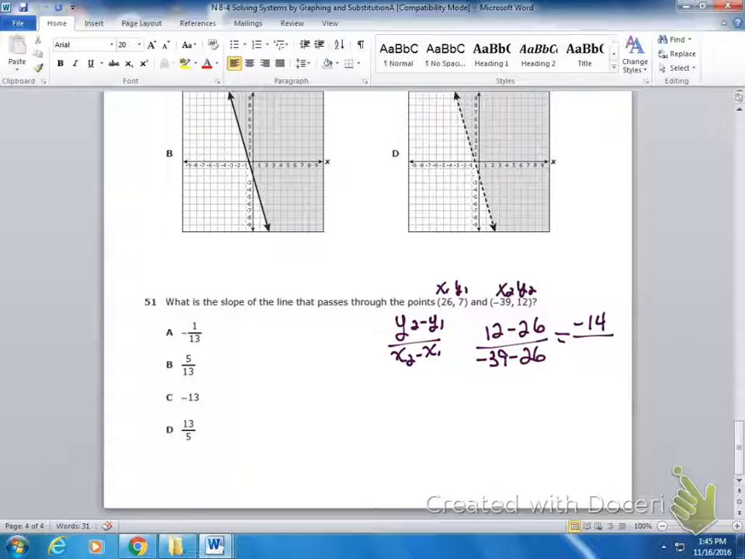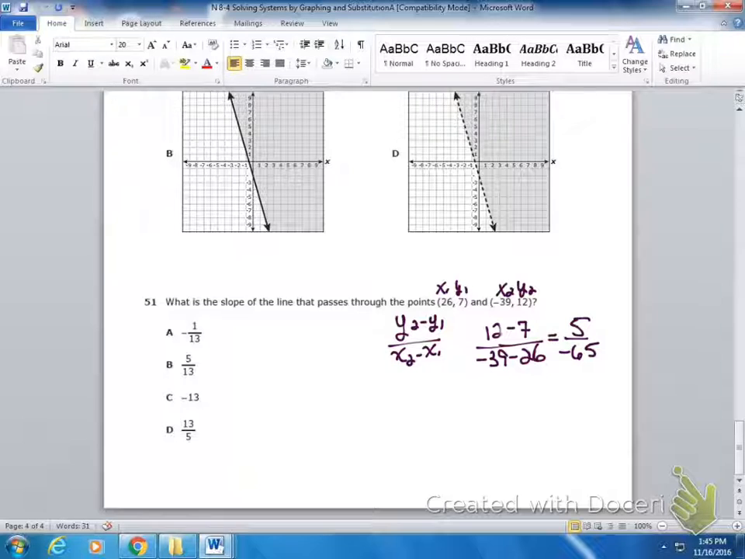I did. Oh my goodness, guys. Y'all should have said something. Let's see, it's 12 minus 7 on top. Woo. If y'all need to fix that, go ahead. 12 minus 7 is 5. Negative 39 minus 26 is negative 65.